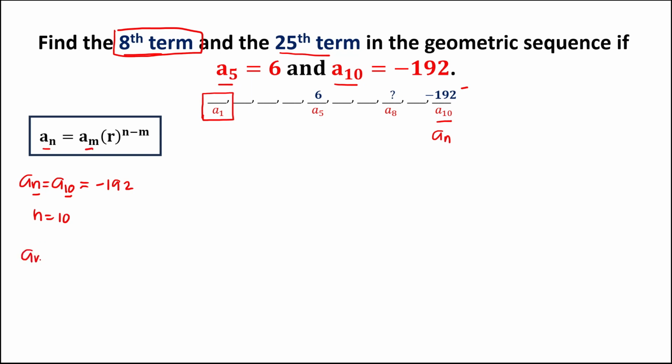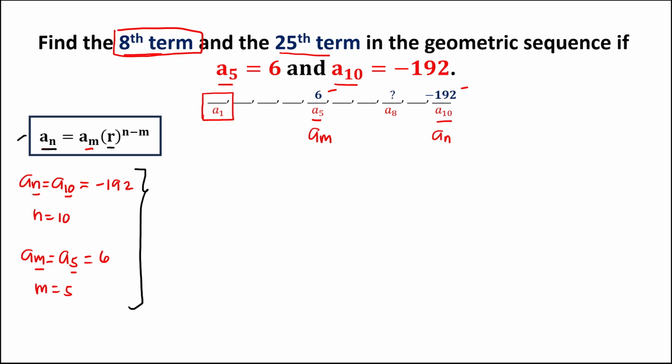Then for this a sub m, since a sub n is the last term, a sub m is the other given term, and that is equal to a sub 5. So a sub m equals a sub 5, and this is equal to positive 6. Therefore, m is equal to 5. Then from this given, we can find now the common ratio. Substitute now all these values using this formula.